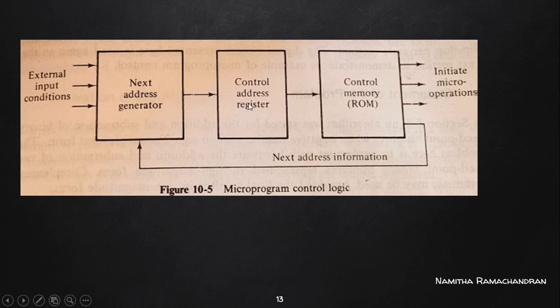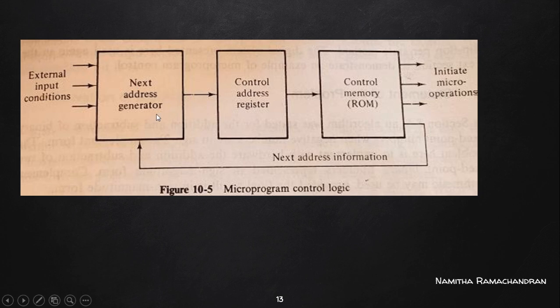After decoding the address information currently available in this control address register, we can fetch a particular memory word of this ROM. That particular memory word indicates a control word that can generate certain control signals. That control signal can initiate the execution of a certain set of micro operations. So this is about the design of microprogram based control logic of our computer system.